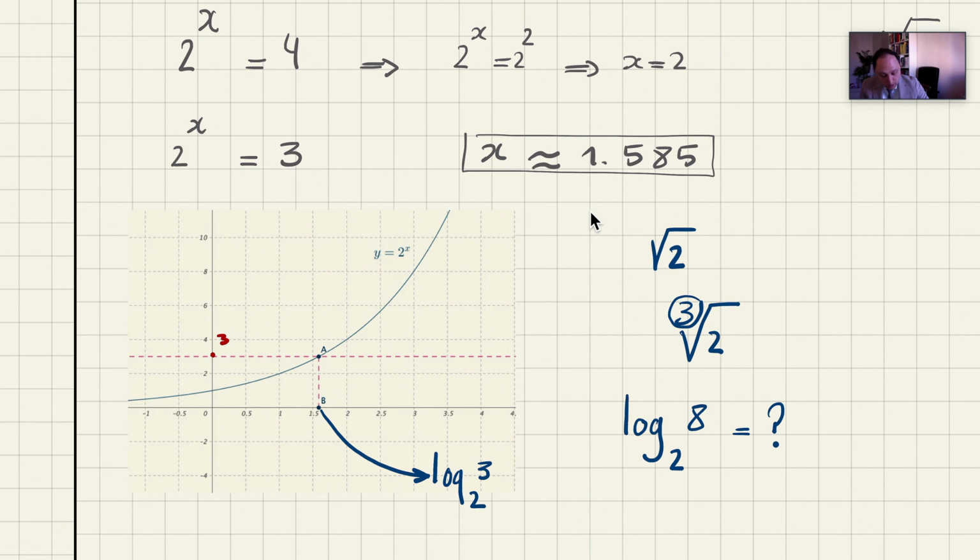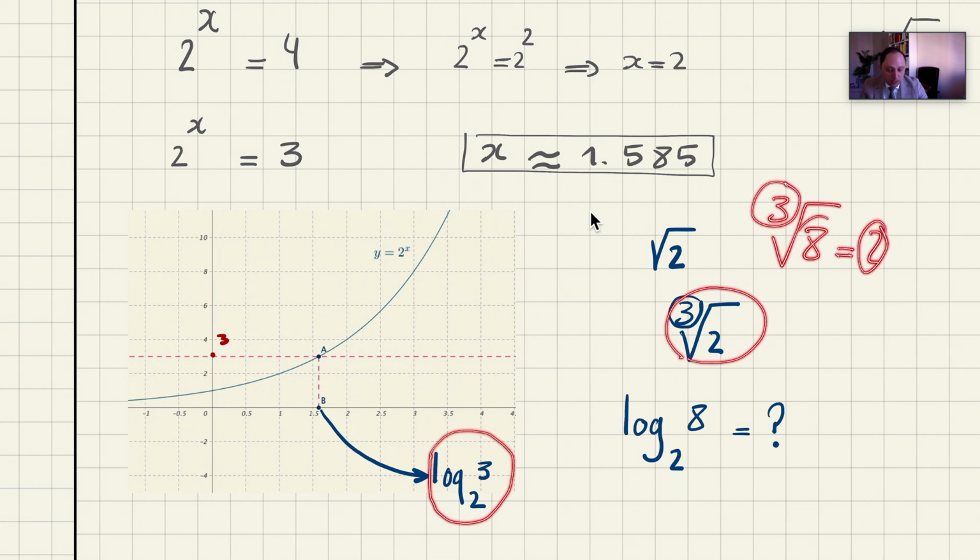If you ask me, can you give the number to this without calculator, I would say no. I will not be able to give you the value for this without calculator. Exactly similar to the question here. Can you give me the exact value of this without calculator? No. But can you give me the exact value of this without calculator, everyone? Yes. What is that? 2. It's 2. Because 2 to power 3 is 8.